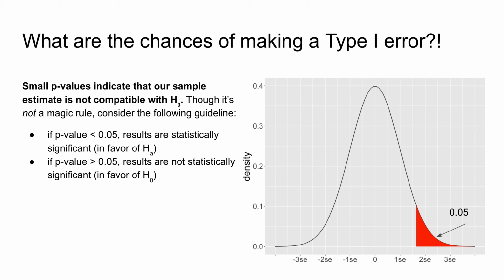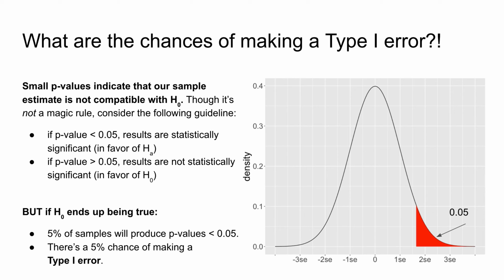But this guideline is essentially saying that we're okay with being wrong sometimes. Namely, suppose that the null hypothesis ends up being true, or in this example that beta is actually 0. Then we observe here that 5% of samples will produce bigger estimates that happen to fall into the red zone here. These estimates then lead to p-values that are below 0.05. In other words, we're saying by this 0.05 cutoff that we're okay with making a type 1 error 5% of the time.